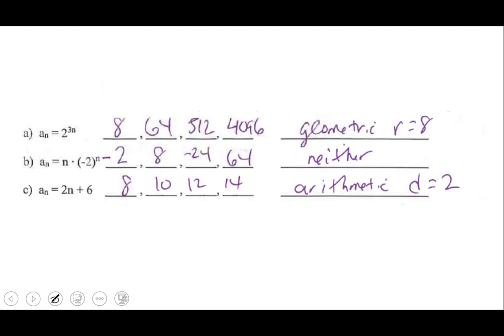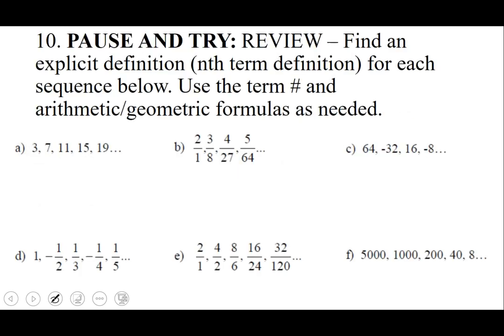Now that you've tried the 3 problems, here are the answers. You can see that in example A, it is geometric with a common ratio of 8. In number B, there is no common difference, meaning it's not arithmetic. There is no common ratio, meaning it's not geometric. And as far as we're concerned, if it's not geometric and it's not arithmetic, that's a neither. Finally, for the last one, notice that it is in fact arithmetic with a common difference of 2. One more pause and try here.